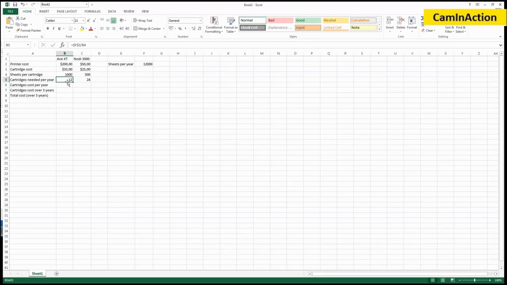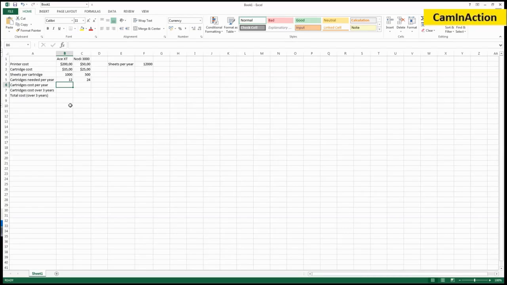So what we have here is that we are already at the first stage. We have the cartridges needed per year for each printer. For column B, the Ace XT printer, we will need 12 cartridges for a year, and for Nodi 3000 we will need 24 cartridges per year. Now comes another part, to count the cartridges cost per year. So what will be the price and what will it cost our pockets, what we need to spend from our wallet and budget to buy the cartridges during the year.